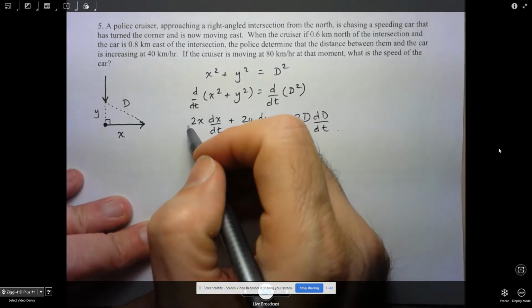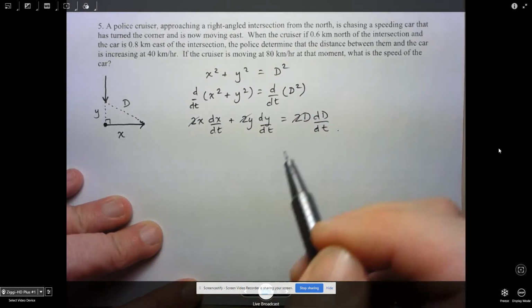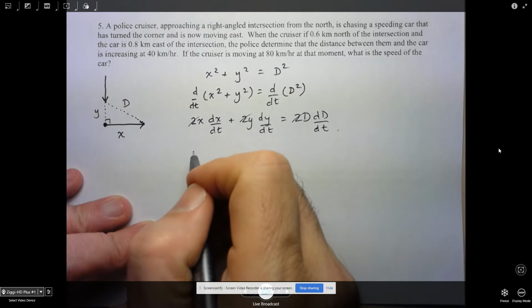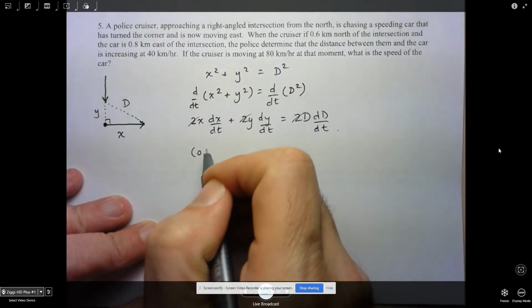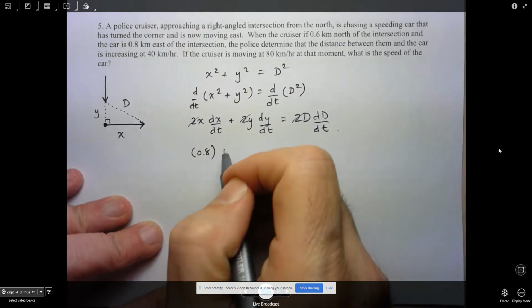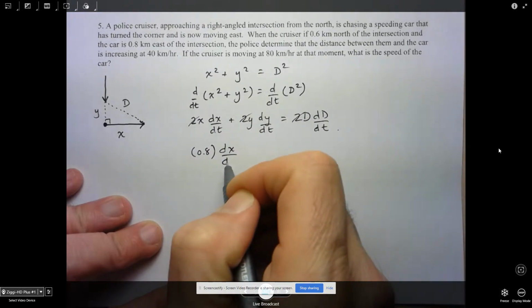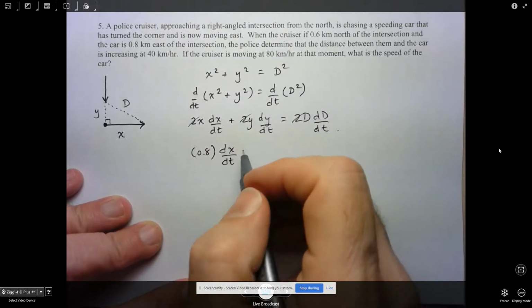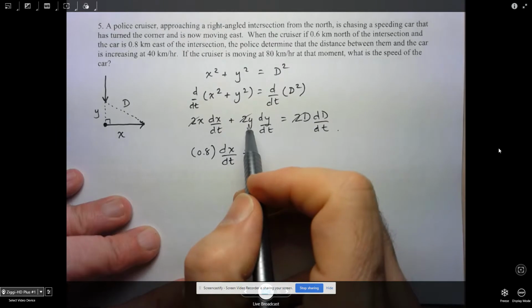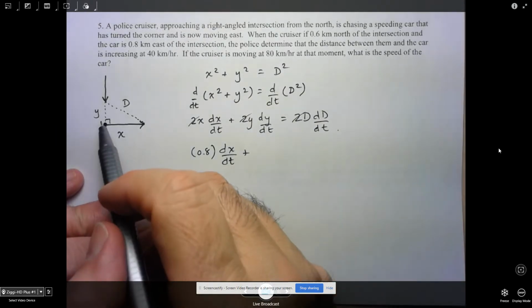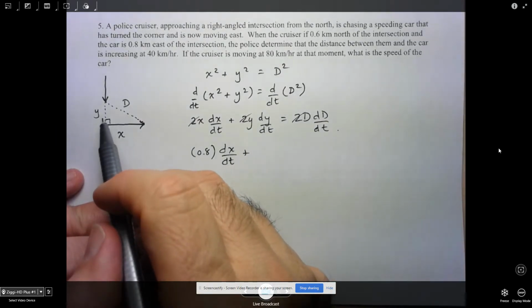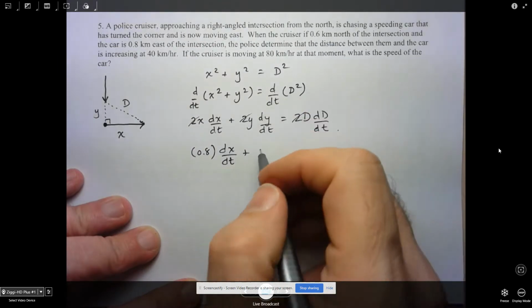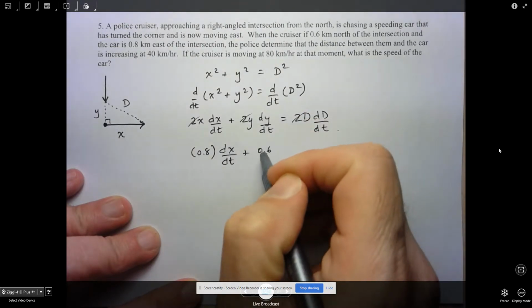By the way, before I do this, we can divide both sides by 2, so let's make that easier. So x at that moment in time is 0.8 kilometers. dx/dt is the thing I'm looking for, so I'm going to leave that unknown. Plus, y is the distance of the police car from the intersection, and at that moment we know that it's 0.6 kilometers north, so 0.6.